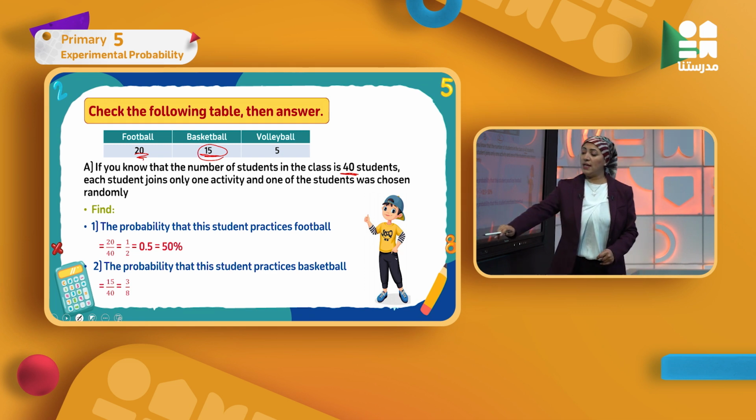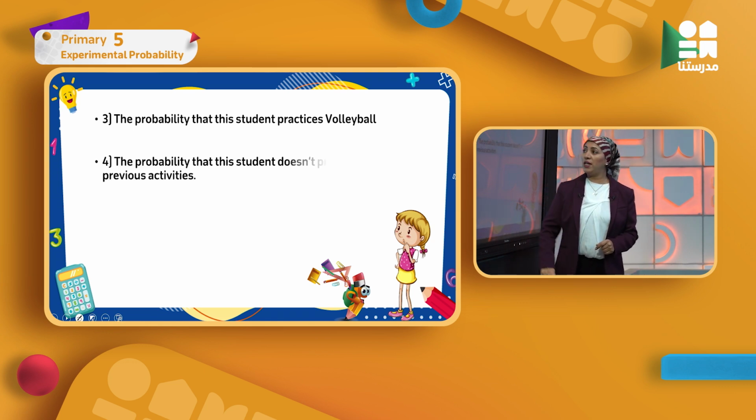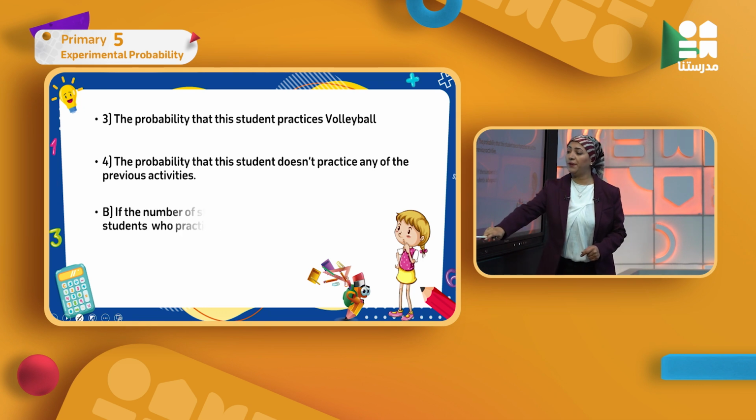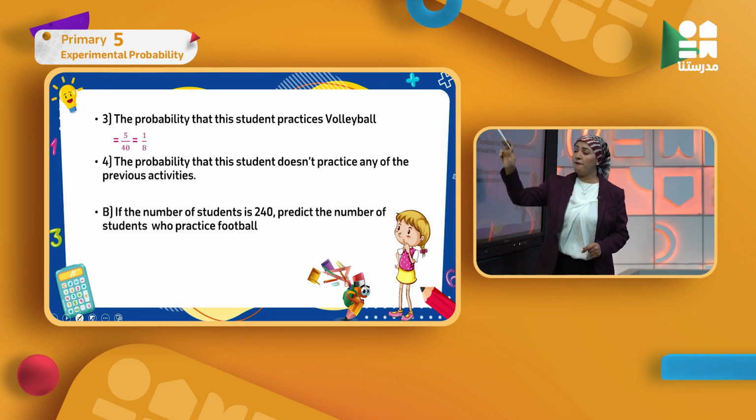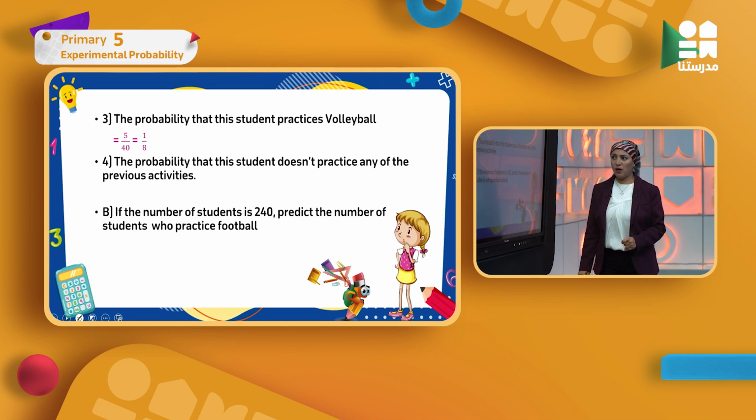What if I am asking about volleyball? The probability that the student practices volleyball. I have only 5 students practicing volleyball from 40 students in this class. So the answer here will be 5 over 40. 5 divided by 5 is 1, 40 divided by 5 is 8. So the probability is going to be 1 over 8.